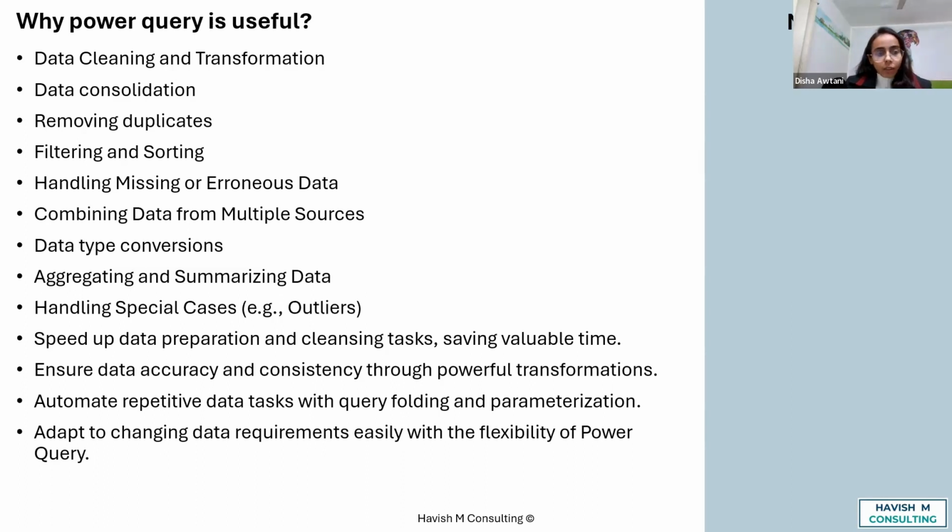It can do filtering and sorting also. Handling missing or erroneous data means, for example, your data set has missing values or errors. So Power Query enables you to handle missing or erroneous data by replacing, removing, or imputing values also there. Then we have combining data from multiple sources, as I told you. So for example, you have data from different sources, such as Excel, CSV, and other databases. It will help you to combine and transform that data from these diverse sources into a unified format, which will help you further.